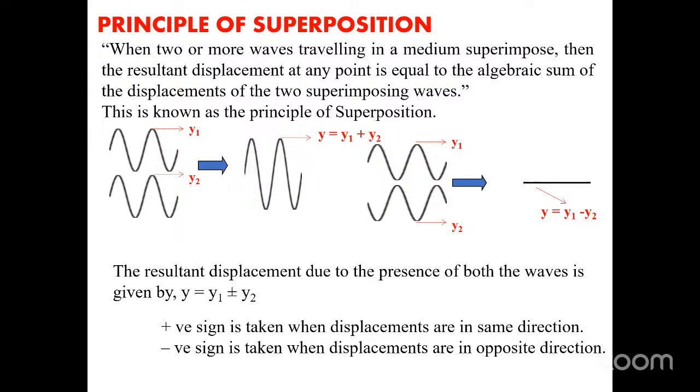So the resultant displacement due to these two waves is given by y equals y1 plus or minus y2. When do you consider the plus sign? When these two displacements are in the same direction, and minus when they are in opposite directions.